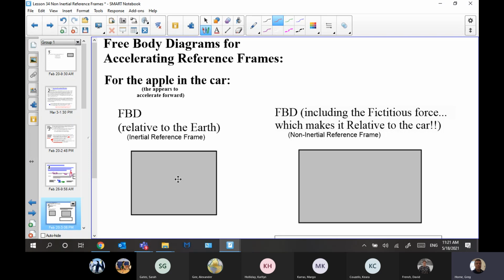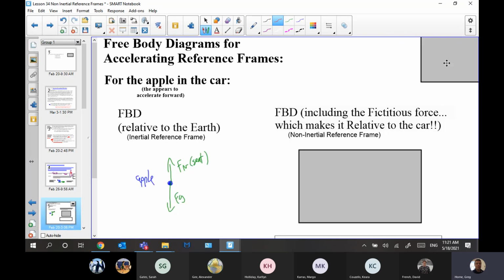Okay, so for the apple in the car, relative to the Earth, vertically, in the y direction, you've got the normal force and the gravity force. So in the y direction, that's what you have. In the x direction, there are no forces at all. Right? F net equals 0. There isn't an applied force needed to keep it going. There isn't any air resistance drag force.